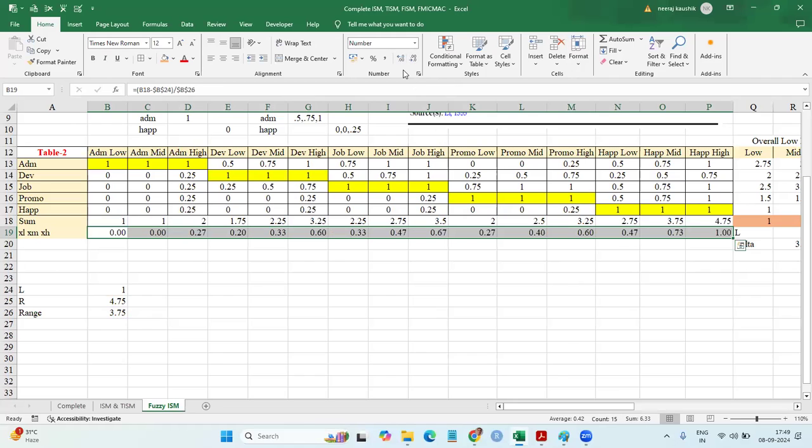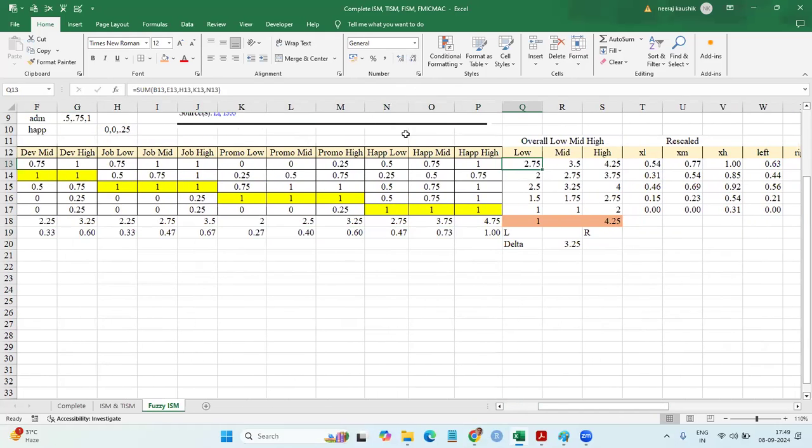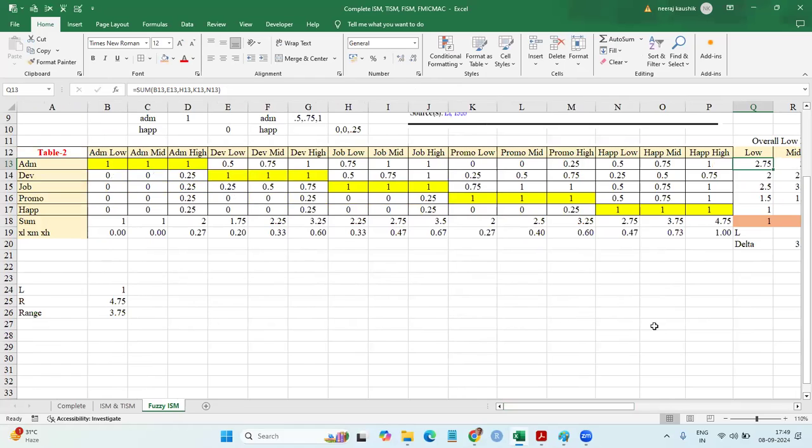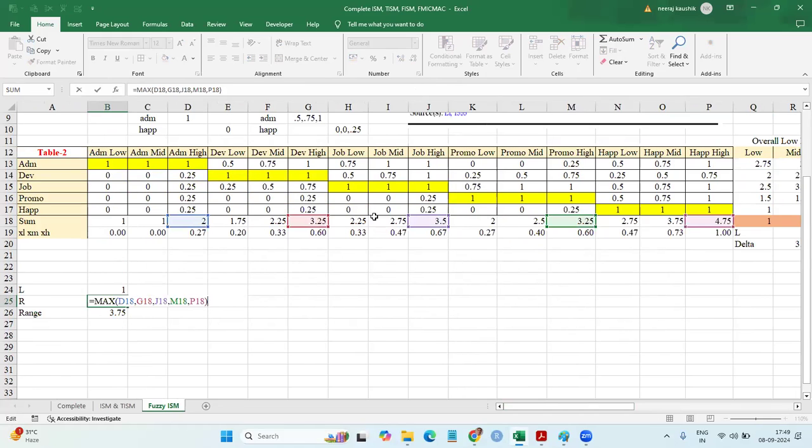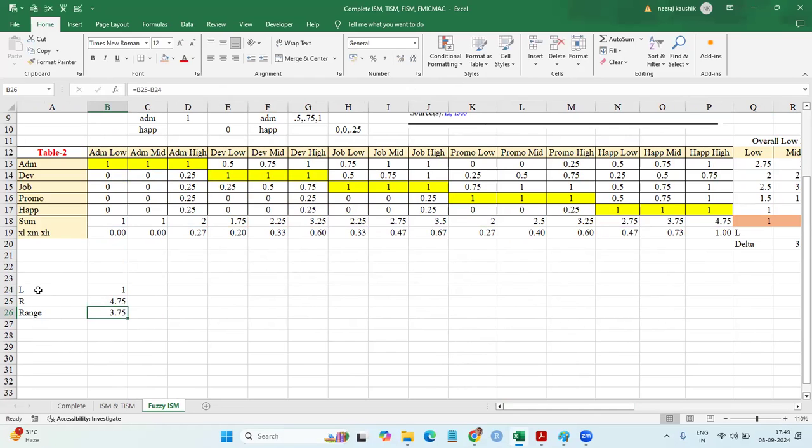These all are rescaled now. Further, after low, medium, high, what we have done? Just cross check. First, I have done the sum part. Then I have found low from the low values and high from the high values. I have computed L from all the low values, and range is high minus low, or R minus L. L is low and R is high. Now we have done the rescaling. Cross check: minimum value will become 0, and highest value 4.75 should become 1.